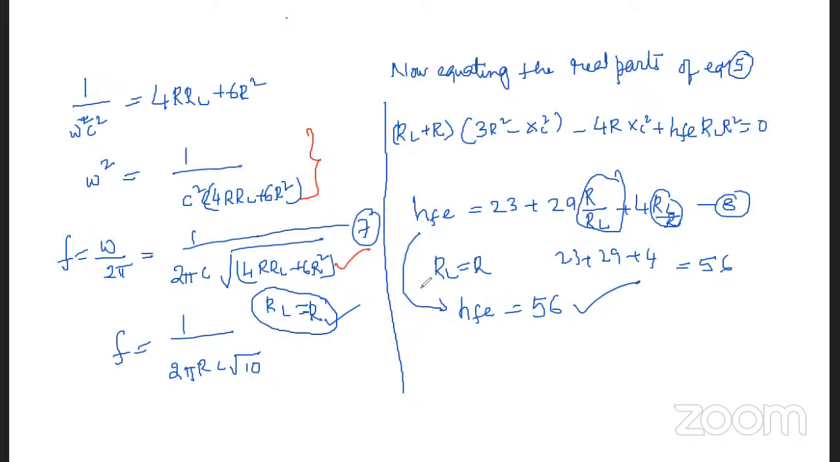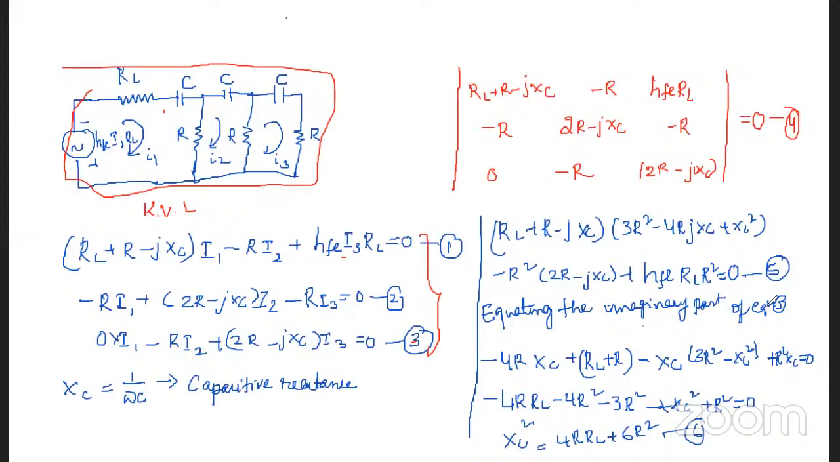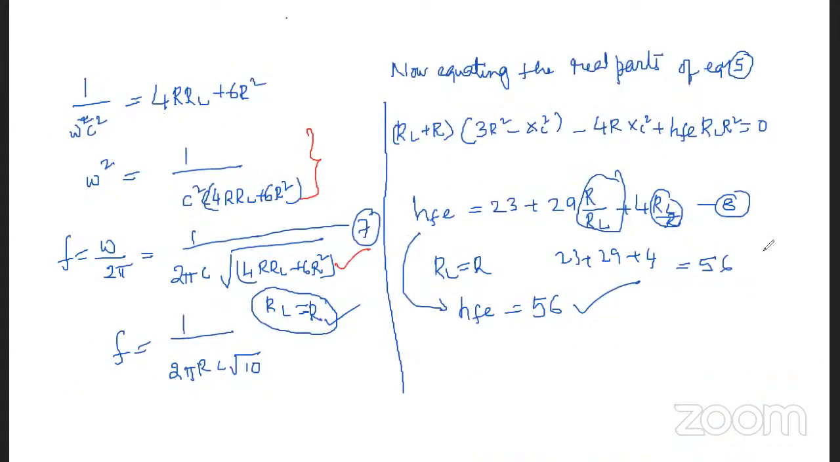Similarly, we can find the condition for sustained oscillations. In order to find this, in the equation we previously got, we have to make the real part equal to 0. So we have written the real part and made it equal to 0. By solving this, we get this HFE value, 23 plus 29 R by RL plus 4 RL by R. Again, we take the load resistance equal to R, and then we get HFE equal to 56.